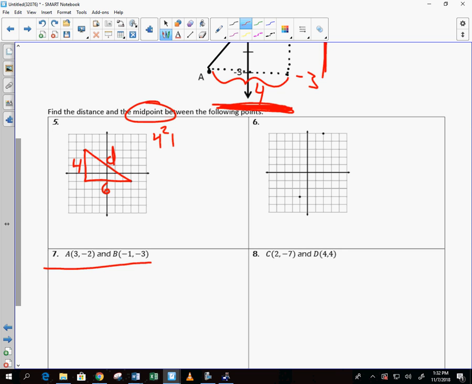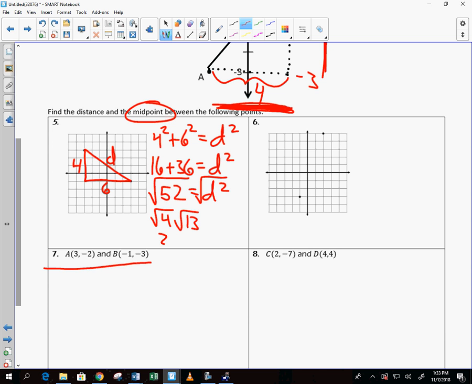4 squared plus 6 squared is d squared. So 16 plus 36 is d squared, or 52 is d squared. Does anybody know a perfect square that divides evenly into 52? 4. 4 goes in how many times? 13. So we have 2 roots of 13. You do number 6 on your own.